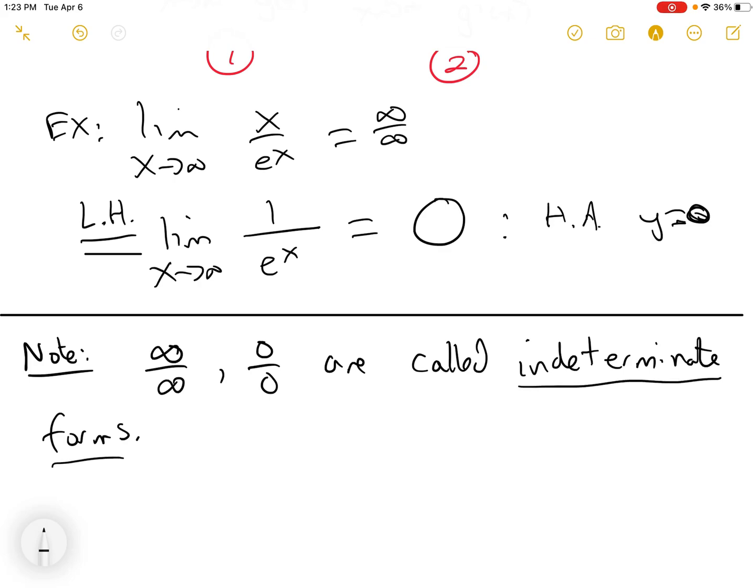There are some other ones. We're only going to do 3 of them, but there's a whole bunch of them. There's a whole science to this. So the third indeterminate form is infinity times 0. We'll look at that. A fourth one is 1 to the infinity, which is not 1 or infinity. And a fifth one is 0 to the 0. All of these require more work.